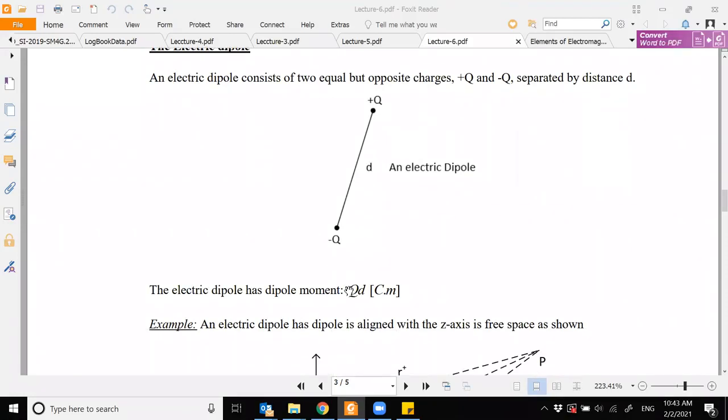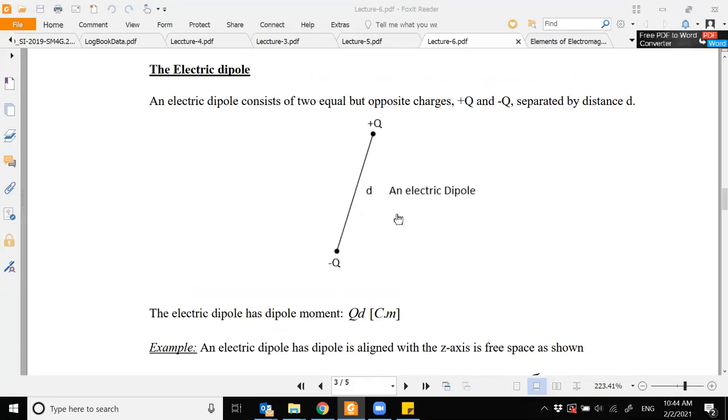And this electric dipole has a parameter that defines the dipole. That parameter is called the dipole moment, which is simply the multiplication of the magnitude of the charge, Q, times the distance at which you have separated them, d. So Qd, which is in coulomb meters, is called the dipole moment. This is a parameter that defines a dipole. That is, it gives you the charge and the distance at which the charges are separated.